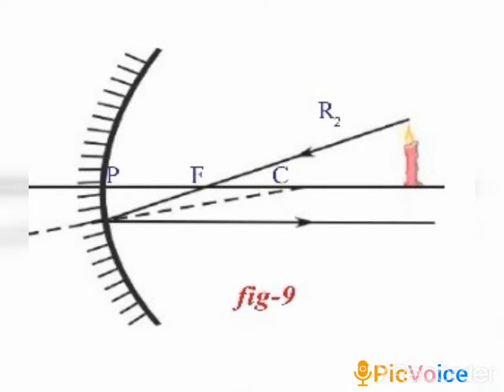Now there is a candle placed in front of the concave mirror, right? There is a ray coming from the candle to the concave mirror. There will be many rays, but in order to understand this topic, we'll just take a single ray, or 2 rays or 3 rays. A candle generally gives a large number of rays, but for our better understanding, we'll take it in this manner. So there is a ray R2 which is passing from the focus.